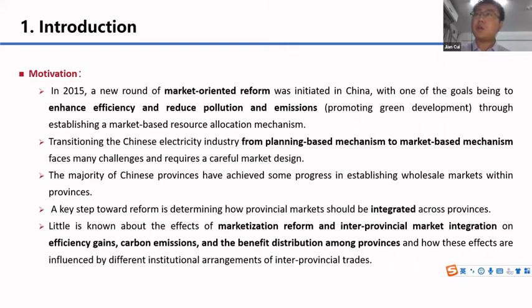But the inter-province electricity trade is still negotiated by the government, used as a way of ensuring energy security and local economic development. So moving forward, a key step toward reform is determining how provincial markets should be integrated across provinces. There is little known about the effect of the marketization reform and the interprovincial market integration on the efficiency gains, the emissions, and the benefit distribution between provinces. So our motivation is to evaluate the market reform and the market integration.